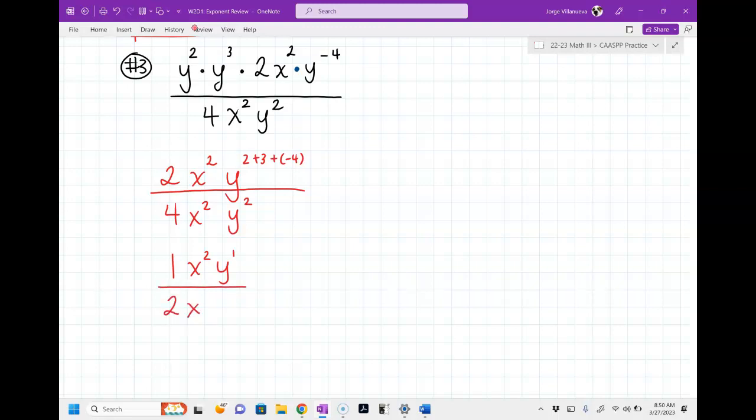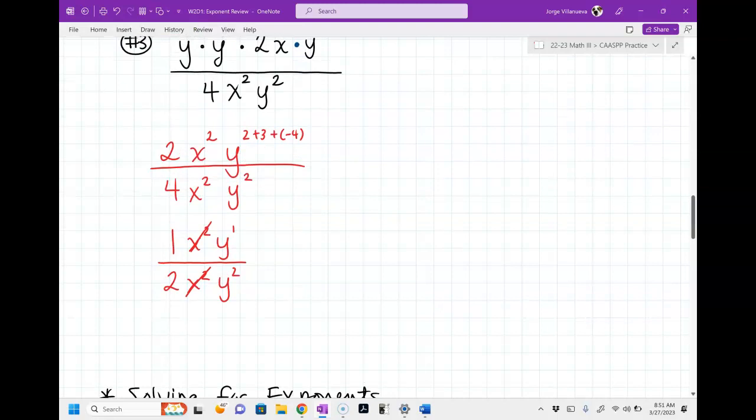Over here it's 2x squared y squared. I can cancel out x squared divided by x squared, right? They're identical, so I can get rid of them. So all I have is 1y to the first on top and 2y to the second on the bottom. I can subtract 1 minus 2 for y. Let me write this out over here to the side. This is 1 y to the 1 minus 2, over 2.